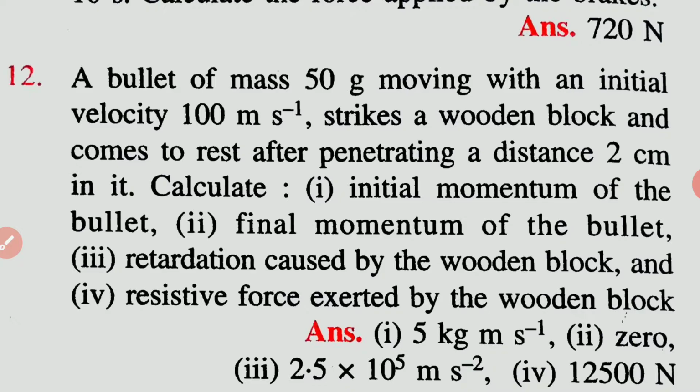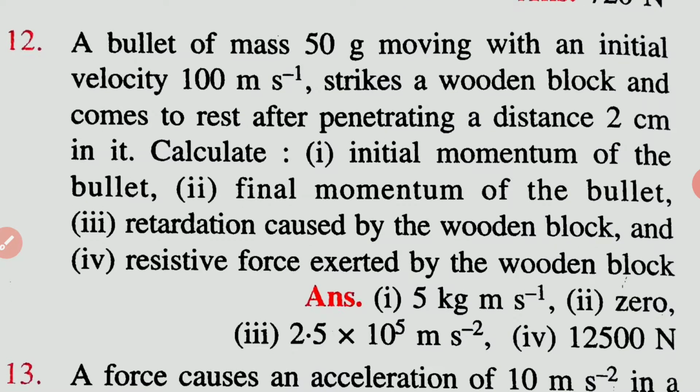So what happens is the bullet is fired, it is moving with 100 meter per second, it strikes the wooden block, it penetrates 2 centimeter in the wooden block, right? We are not considering what happens in air. Then from this data, you're supposed to calculate the initial momentum of the bullet, final momentum of the bullet, retardation caused by the wooden block, and resistive force exerted by the wooden block. Okay, so let us go to the solution.